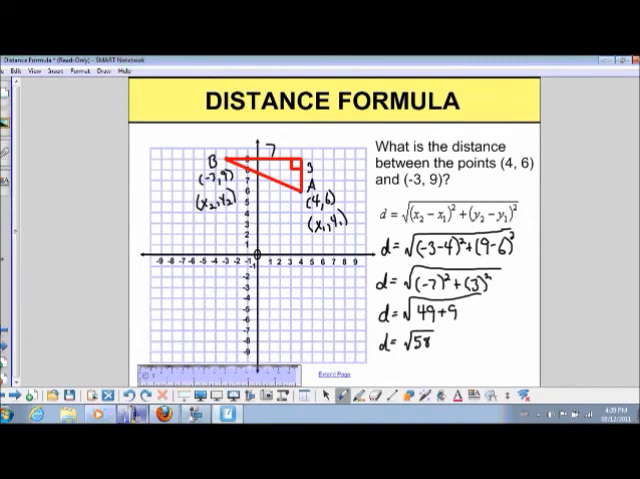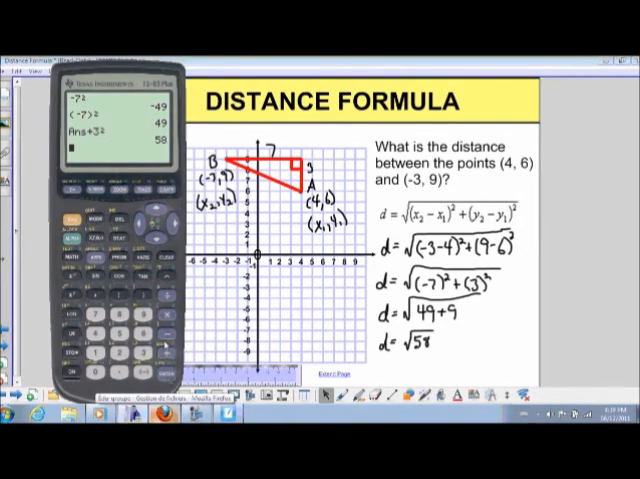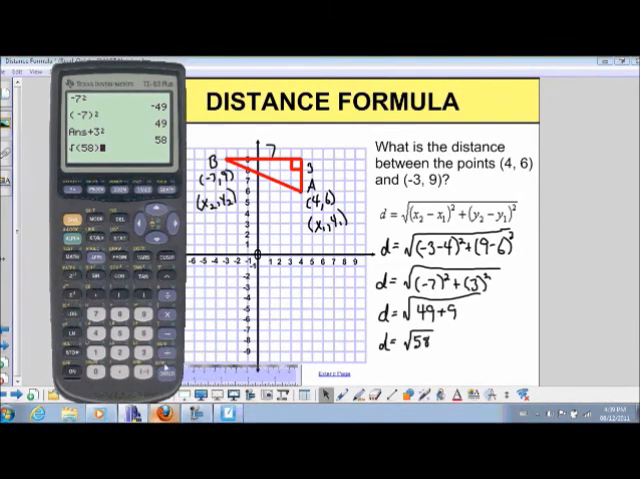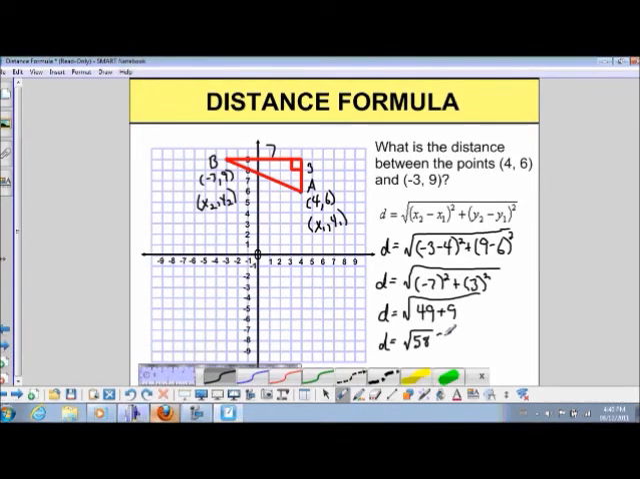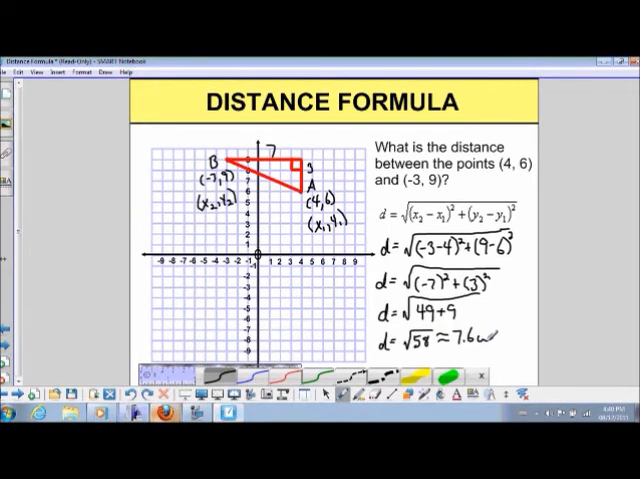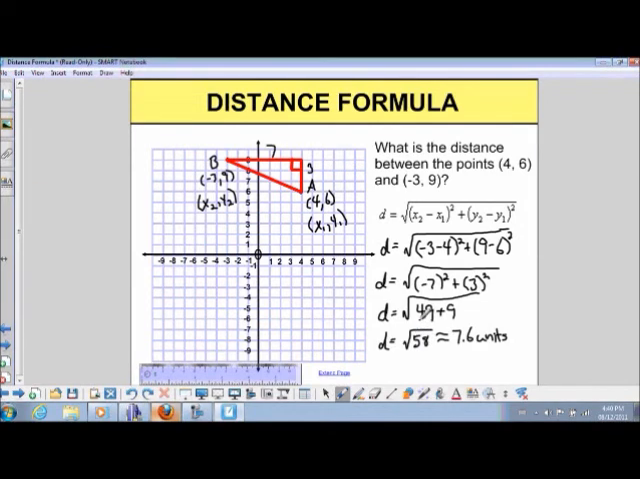Some of you may want to leave it there, and you could do that. I'm going to take the square root of 58, and we'll get a decimal approximation. So that's approximately 7.6 units. And since we don't know how much one of the blocks is, for now we're just going to have to leave it at units. You could also leave it at the square root of 58, and sometimes your teacher might prefer you to do that. And so there we go.